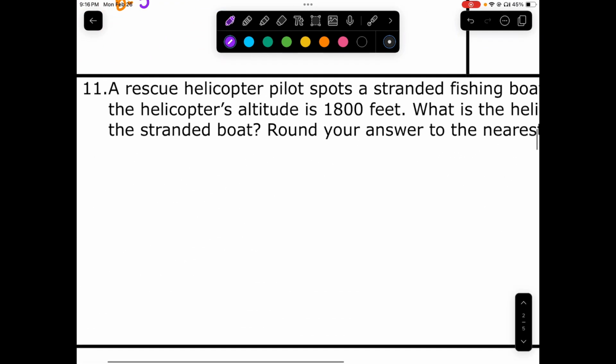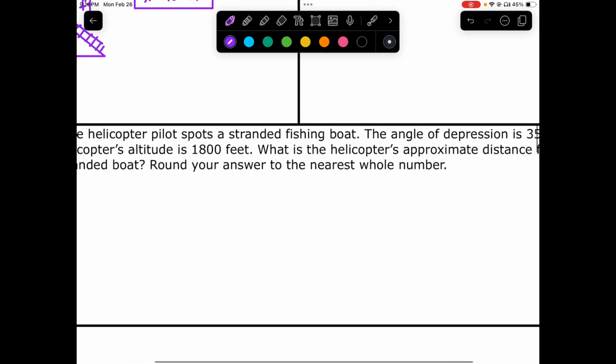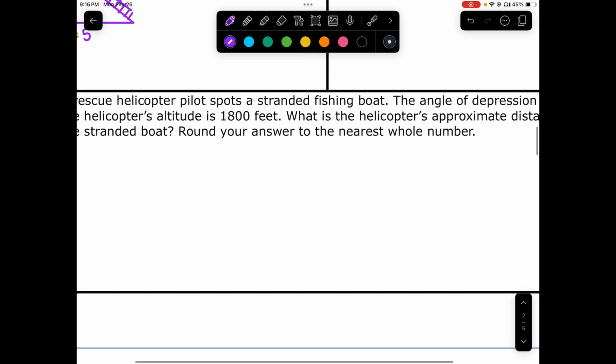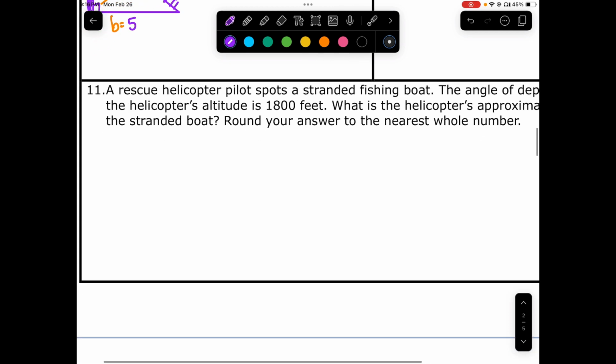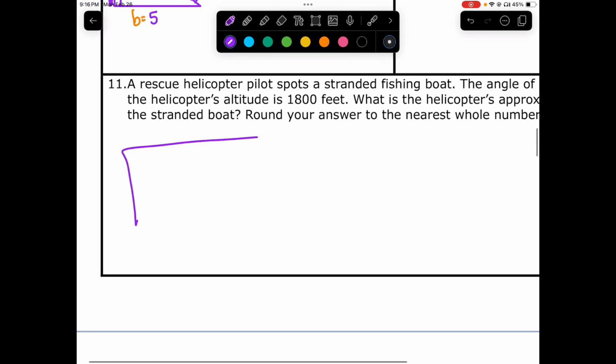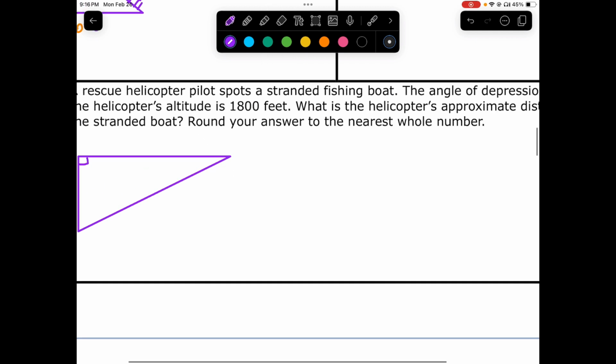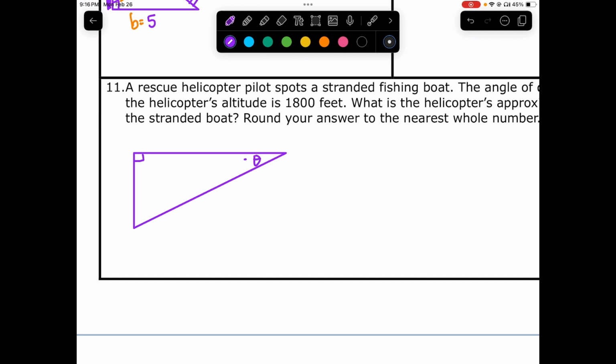And number 11. A rescue helicopter pilot spots a stranded fishing boat. The angle of depression is 35 degrees, and the helicopter's altitude is 1,800 feet. So first of all, it says angle of depression, so I'm going to draw my depression triangle. That sounds like it's a triangle for when you're depressed, but that's not what it means. Sorry. The angle of depression, excuse me, goes right there.